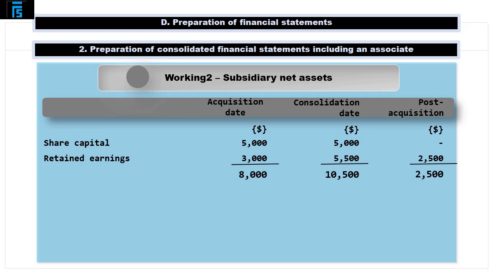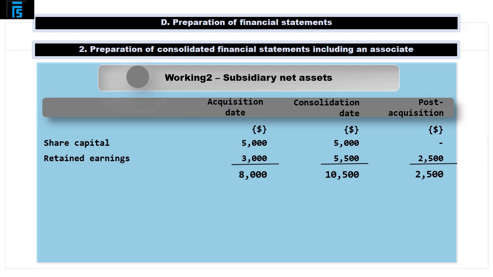So, in the acquisition date column, we have 5,000 in respect of share capital and 3,000 for retained earnings. Moving on to the consolidation date column, we may input the relevant equity balances of S as at the 31st of December, that is 5,000 and 5,500 for share capital and retained earnings respectively.